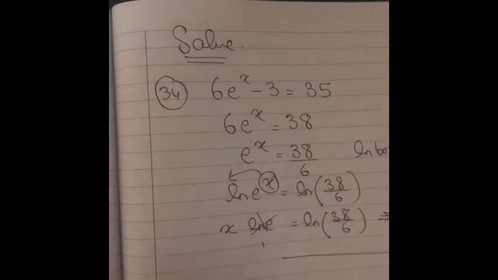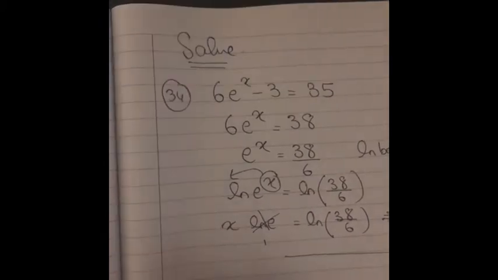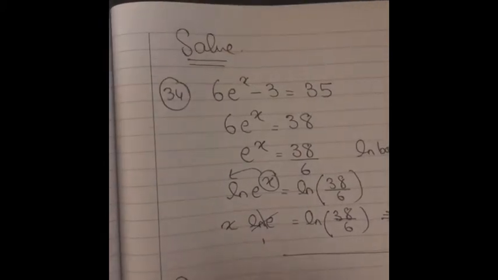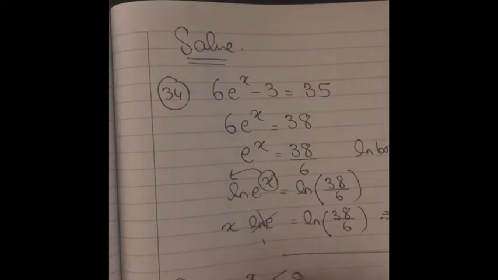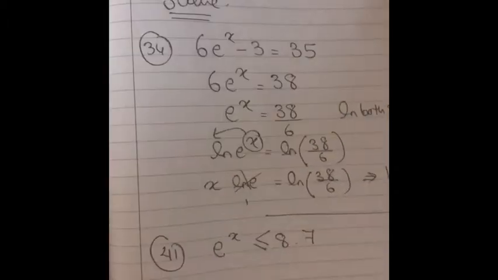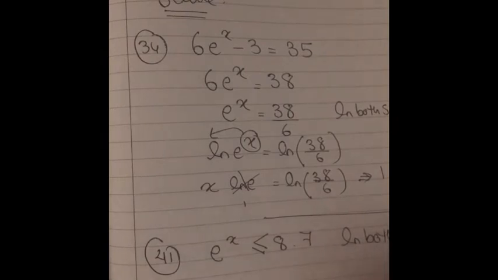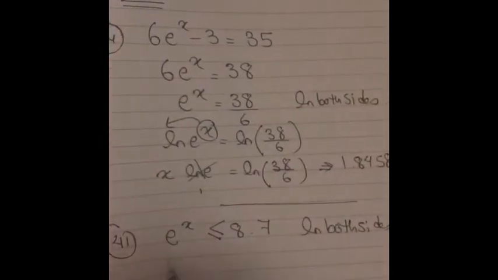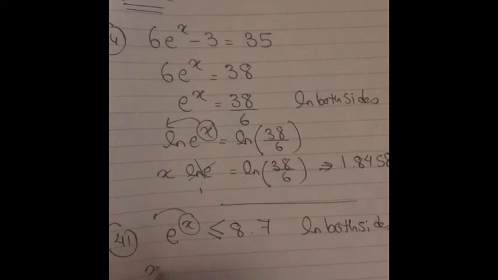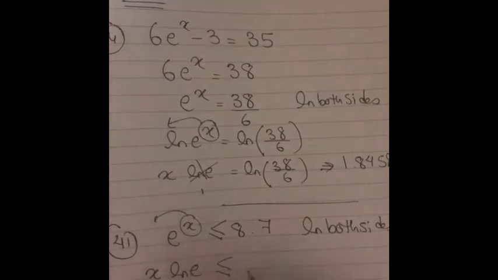Okay, another question from these, or I will go to one of the inequalities. Question 41 is solve this one. How will I solve it? I will ln and not log, preferably ln both sides. So I'll drop the x in one step. It will be x ln e less than or equal to ln 8.7.